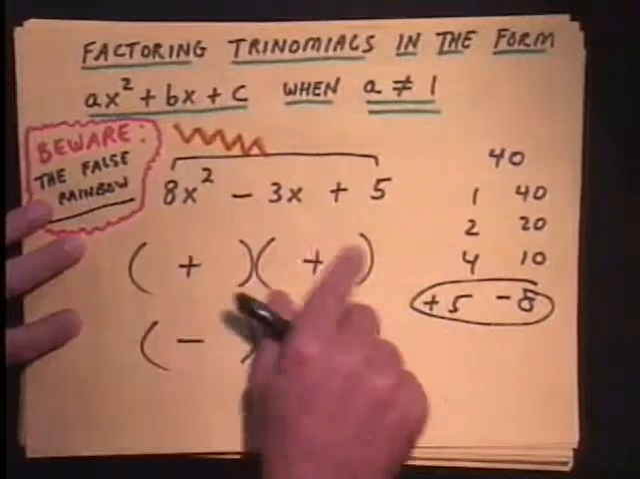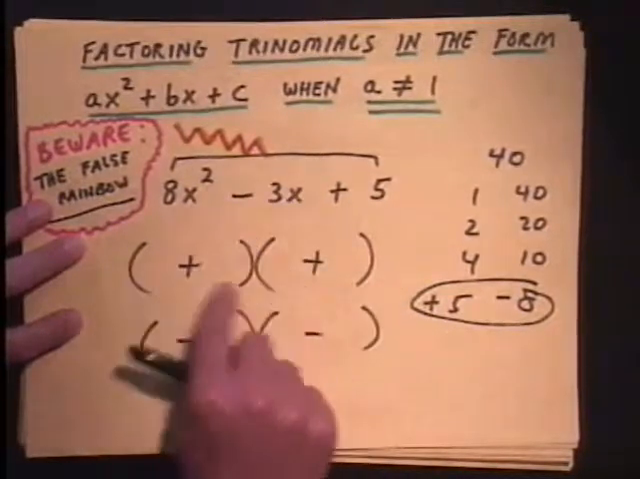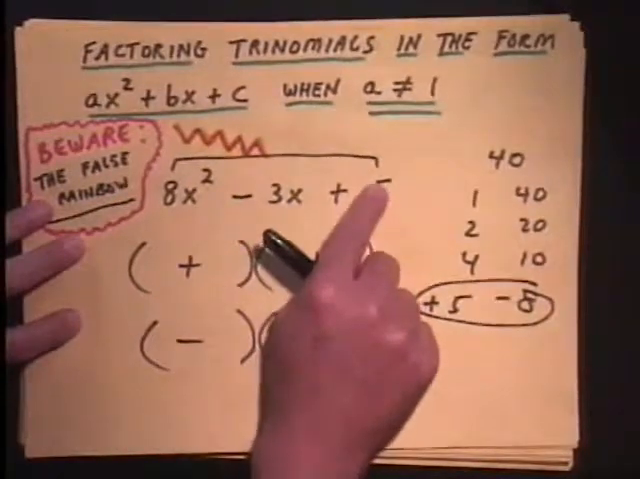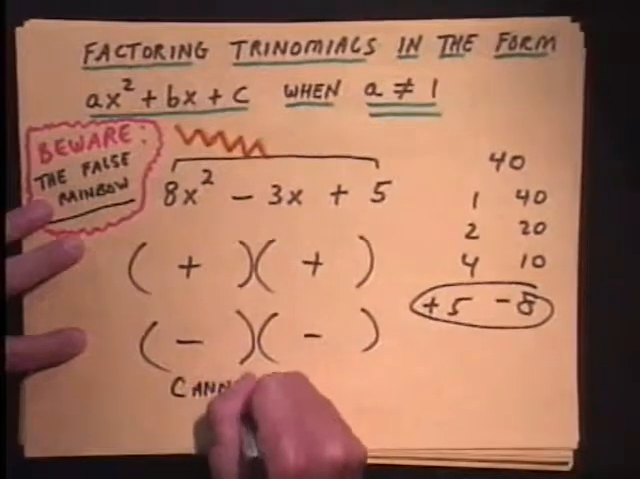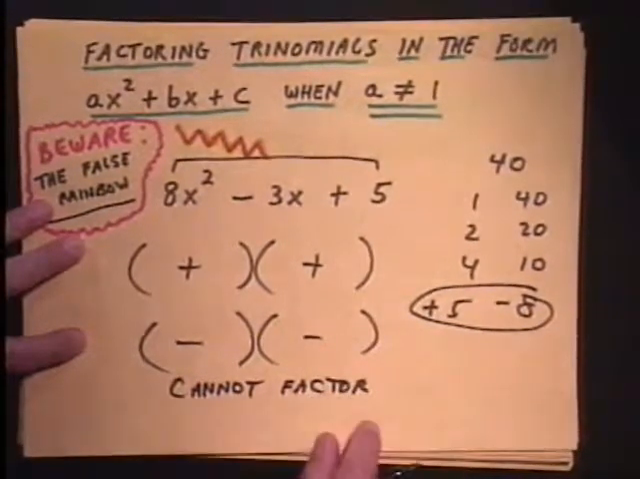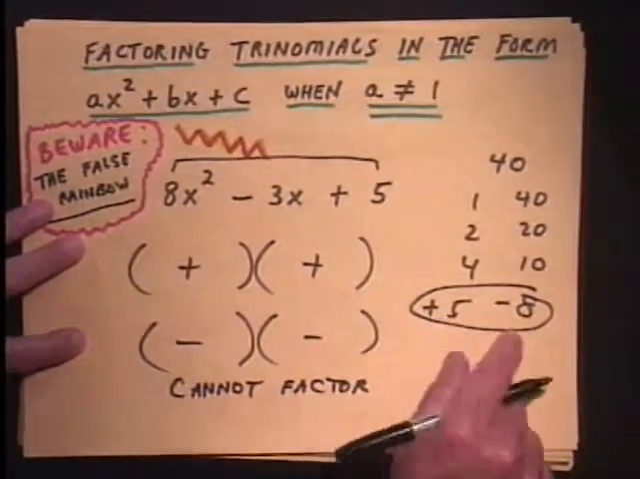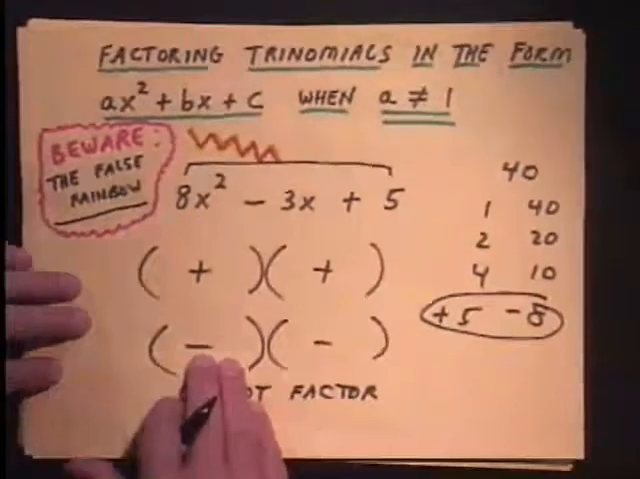So this one, no matter which way you try to force it, I mean, you could probably force an answer here, but when you FOIL it, you will not get that plus 5 back. So this is one that they say cannot factor, or I called it earlier a prime polynomial. So sometimes it looks like you can get the rainbow numbers, but you can't.